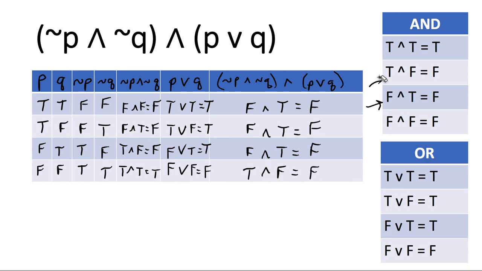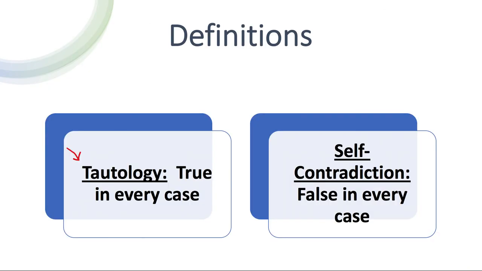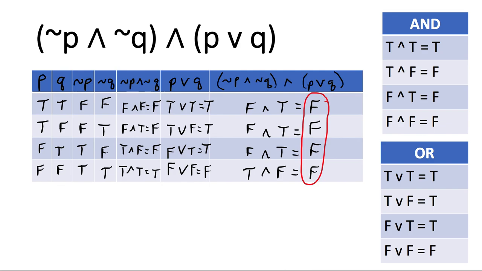Again, remember that your answer to a truth table is the very last column. So as we can see, in the very last column, we have nothing but false statements. So this is a self-contradiction. False in every case. So you want to remember that if it's true in every case, it is a tautology. If it's false in every case, it is a self-contradiction.